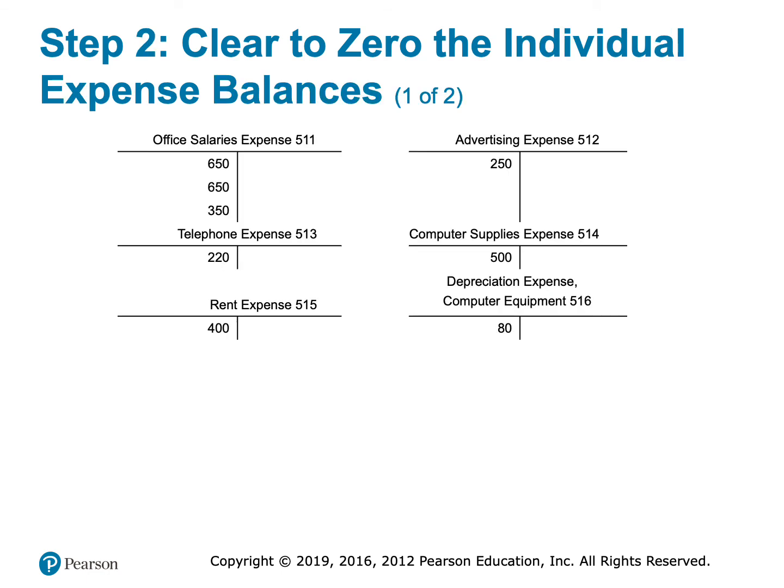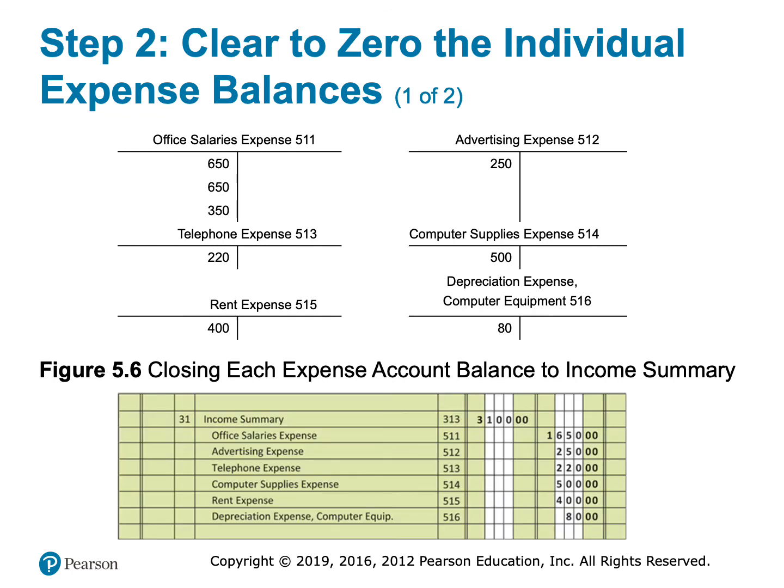Now my expenses, notice that my expenses all have debit balances. So to close them out, remember I'm going to have to credit each one of them individually, and I'm going to then debit income summary for the total. So the total of those expenses is $3,100 that I've debited to income summary, and notice I've credited each expense individually. You can't just say expenses and credit it for the total. You've got to credit each one individually.